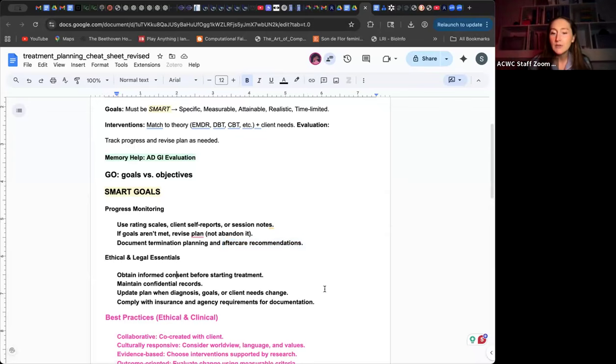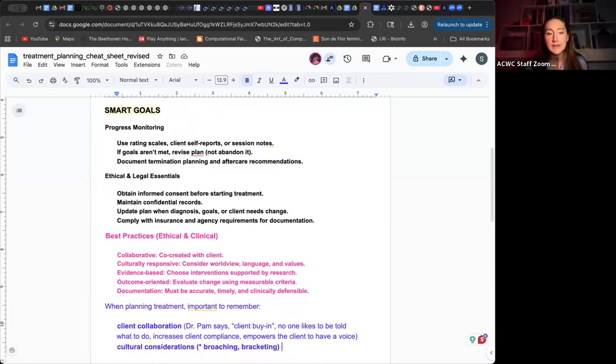Some more ethical and legal aspects that can go with treatment planning, like in the questions for these tests, some of them I know we know. You always obviously obtain informed consent before starting treatment. I think we all know that one. And I think we all know the records are confidential. I think we all know those.